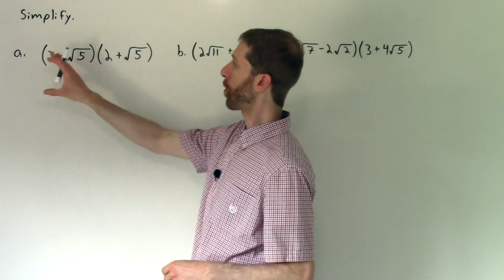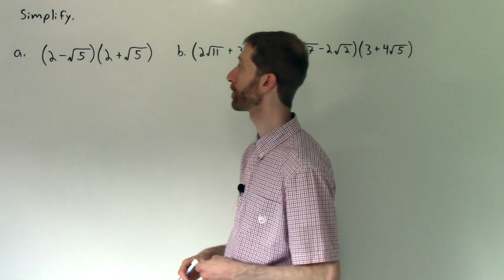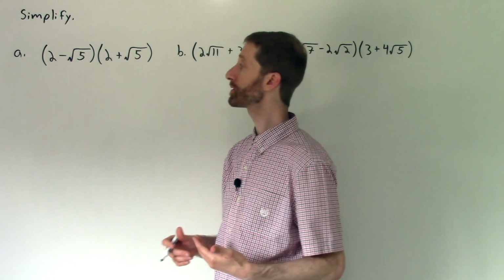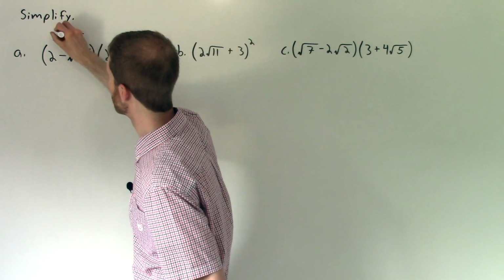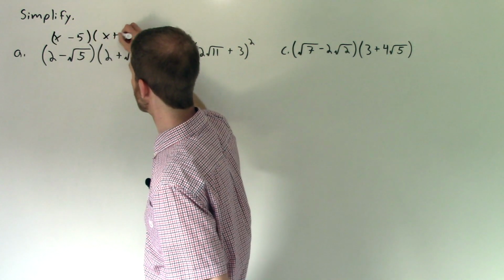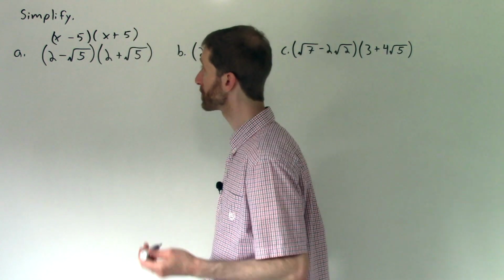So in letter A, the directions, as usual with square roots, is to simplify. We have the quantity 2 minus the square root of 5 times another quantity 2 plus the square root of 5. What do we do? Well, this is set up a lot like if you had x minus 5 times x plus 5. So we would FOIL if that were the case. You would do first, outside, inside, last.